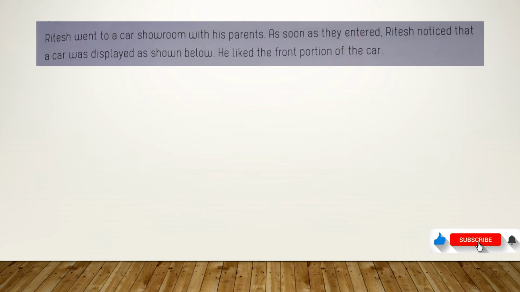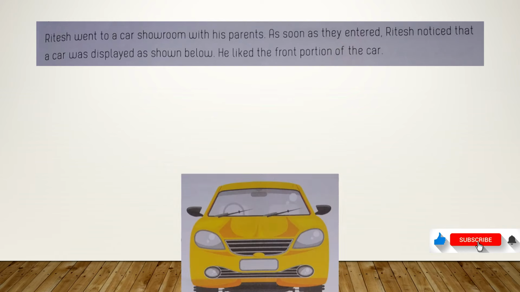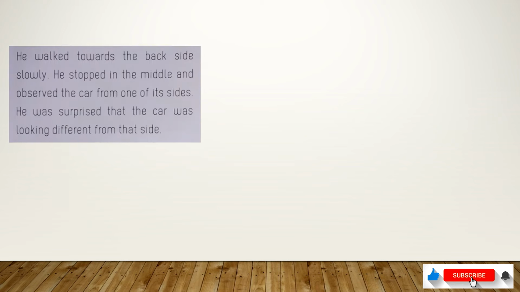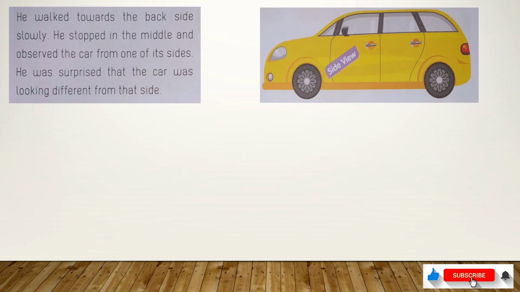As he entered the showroom, he looked at the front portion of the car, and it appeared something like this, and he liked that front portion. So this is our front view. Then he moved to one of its sides, and he observed its side view, and he was quite surprised. He saw, wow, it looks completely different from how it looked from the front. So now he understood this is a side view of that car.